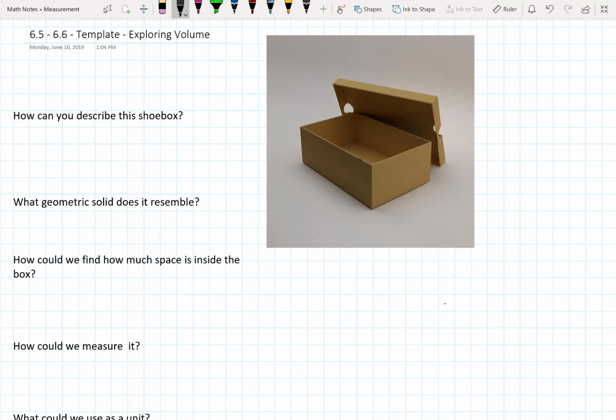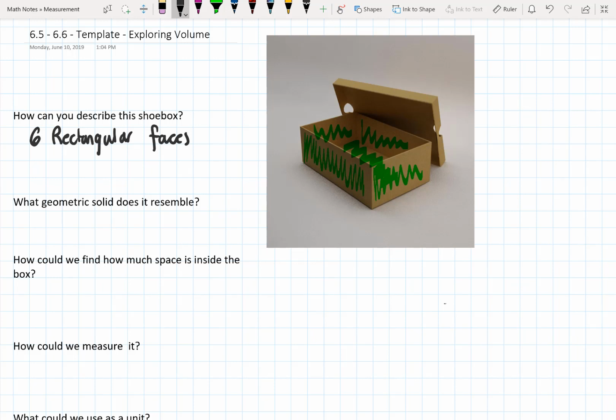So we can begin by looking at the number of faces this object has. Well, it's a 3D object, so you can count its faces. And remember, these are its faces. So you can see that this geometric shape has 6 rectangular faces.